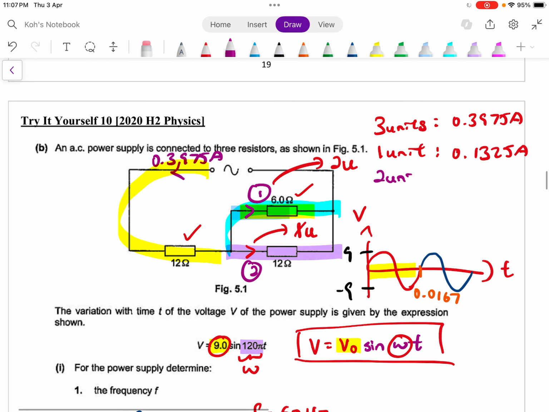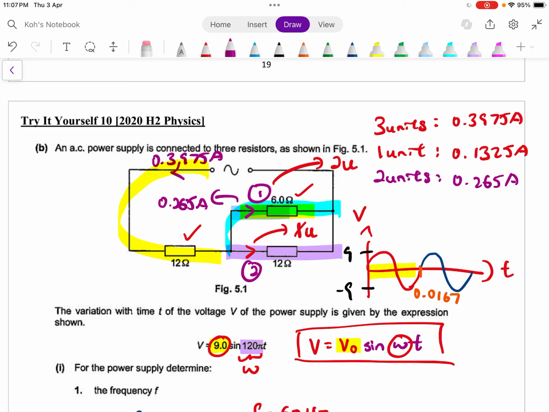Because you want the current that's flowing through the 6 ohms, it just times 2. 2 units is equal to times 2. So it's about 0.265 ampere. So 0.265 ampere, of course this is your IRMS. It's going to flow through the 6 ohm resistance.